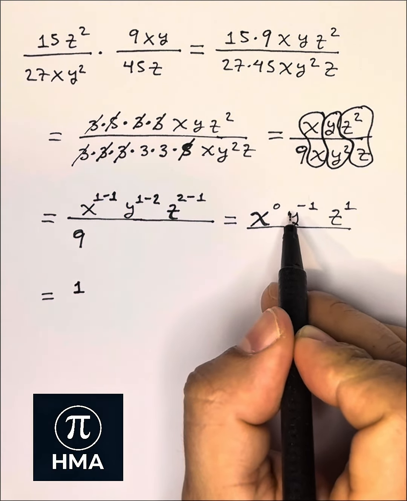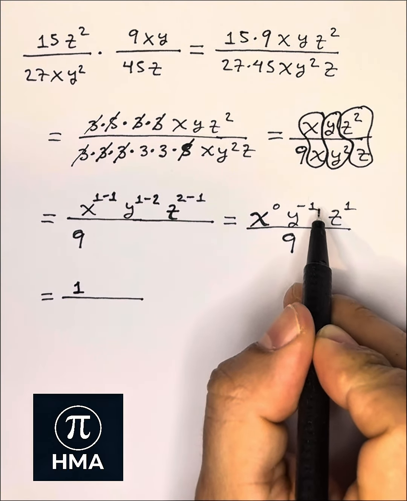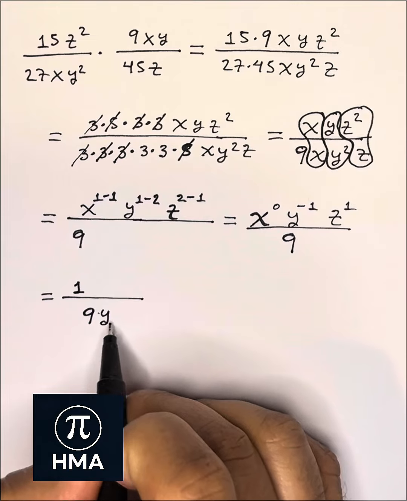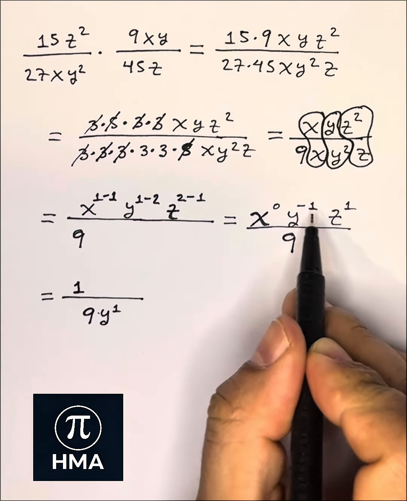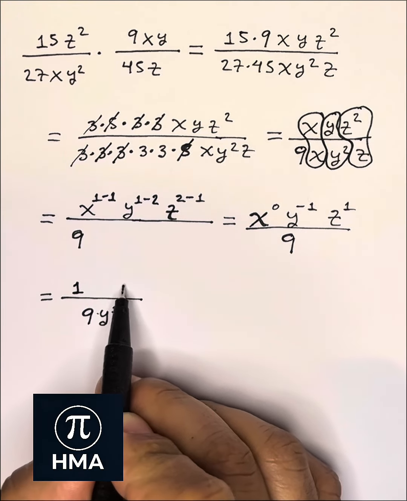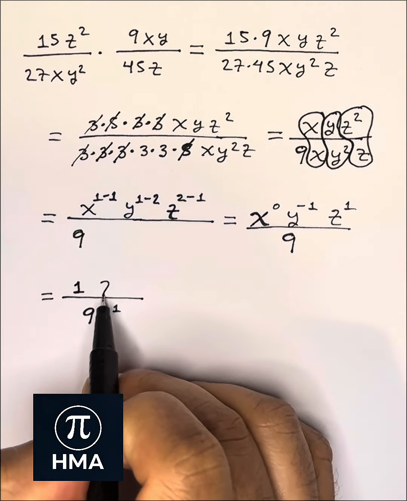Then we have the y power minus 1. When you have a power that is negative, this will go to the denominator. In this case, we have the 9 here, and then we will have the y. And y is power 1, as it's written here, right? We changed the negative sign because now we have moved it to the denominator. And then we have a z power 1. We put it z power 1.